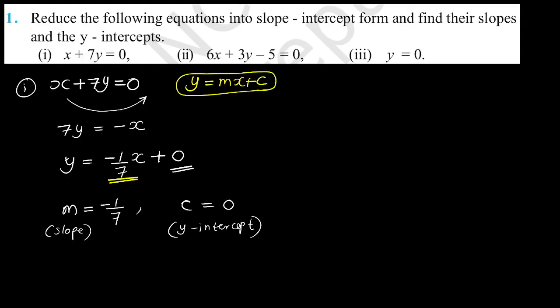So slope-intercept form means the left side should be y. The right side must be mx plus c. By comparing, you will get the slope and y-intercept. So all of you please write down. If you are okay, raise your hand.